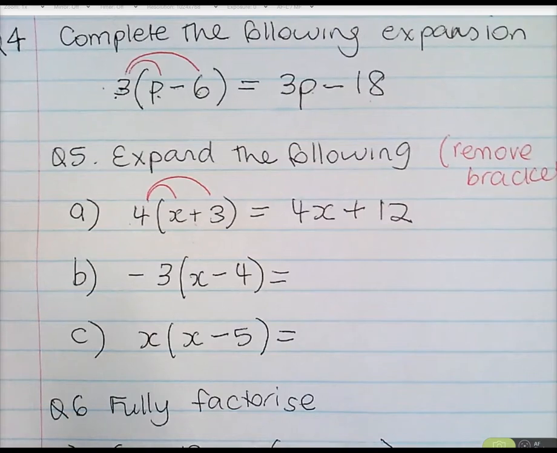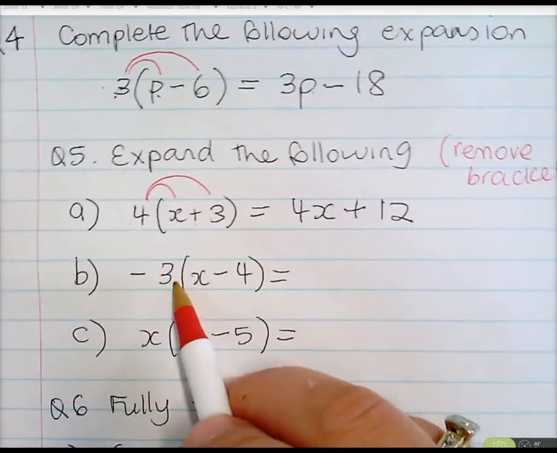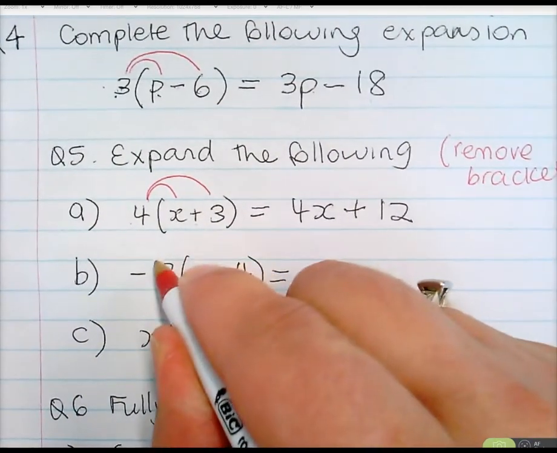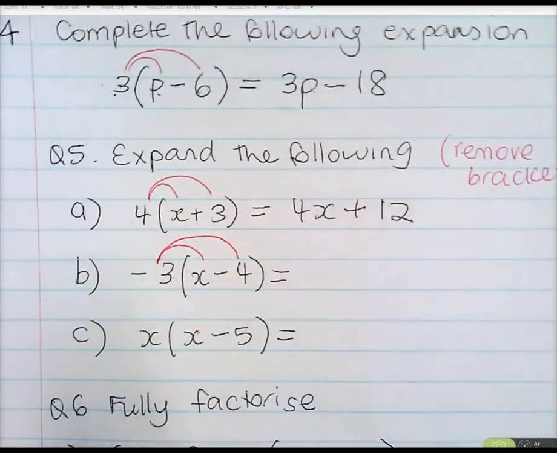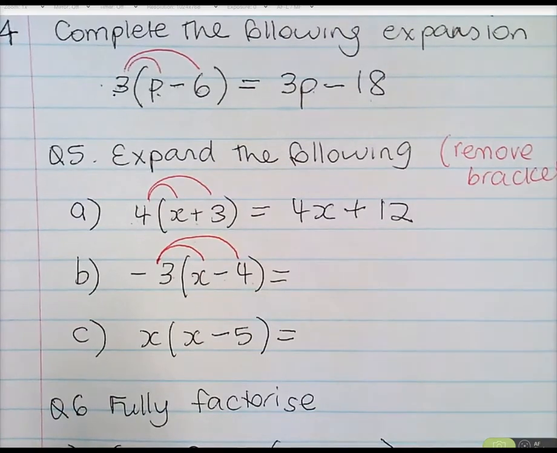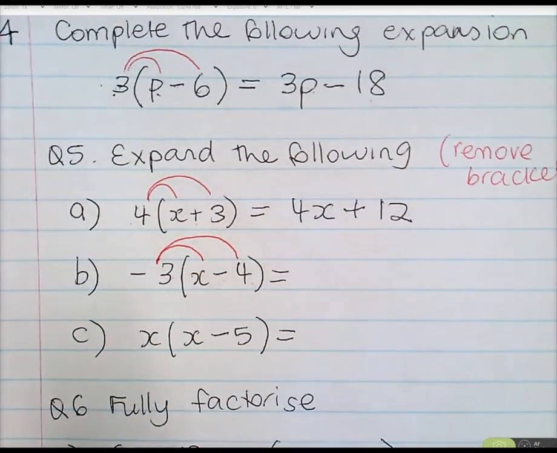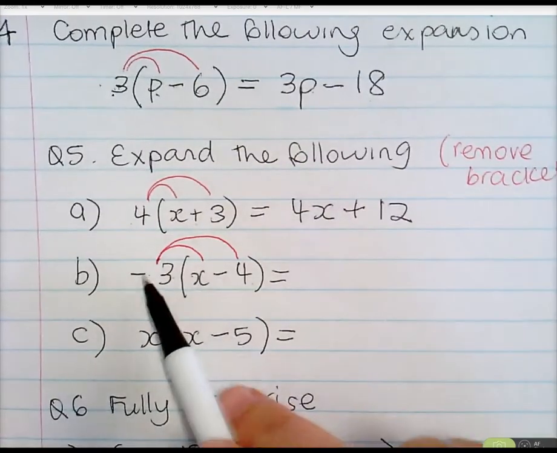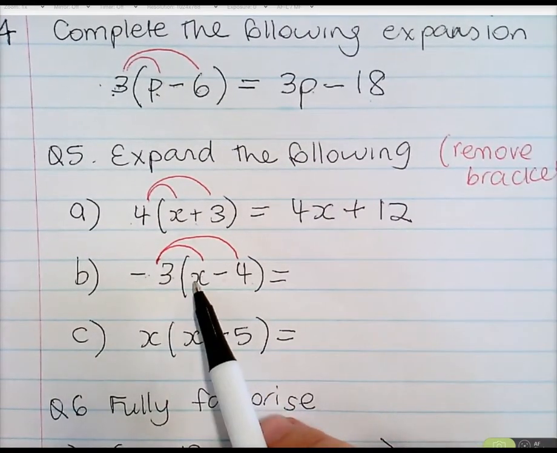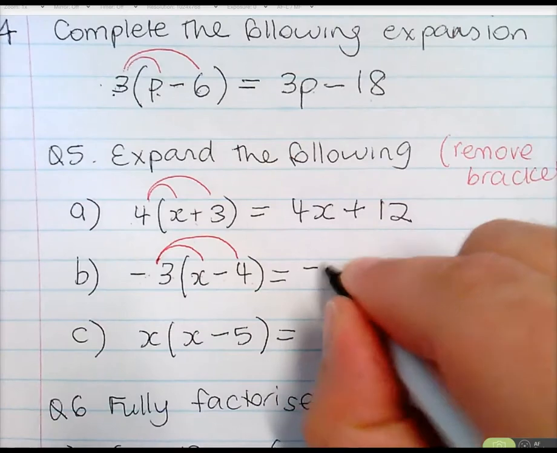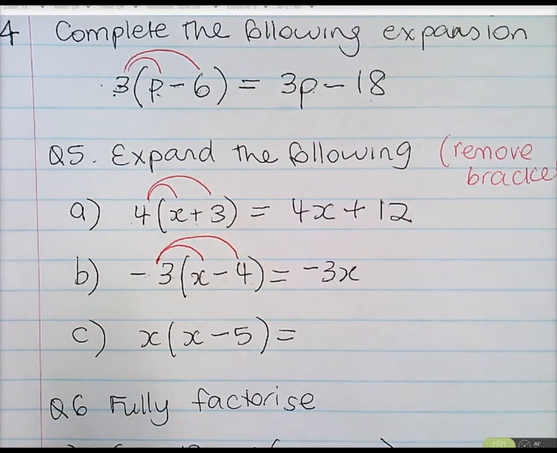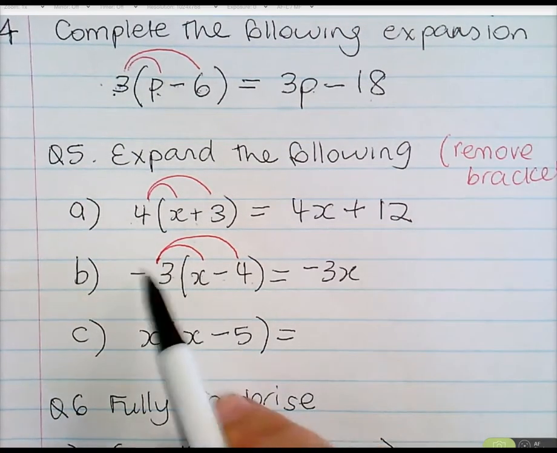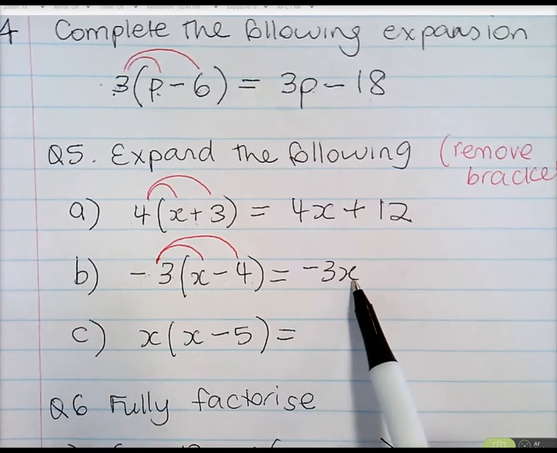We're expanding, so we have to multiply the term outside by each of those inside. So it's negative 3 times x and the negative 3 times the minus 4. So what have we got? Negative 3 times x. What, positive or negative? Every time you've got one minus when multiplying, pluses don't change any signs. When you're multiplying, negative 3 times x is negative 3x.